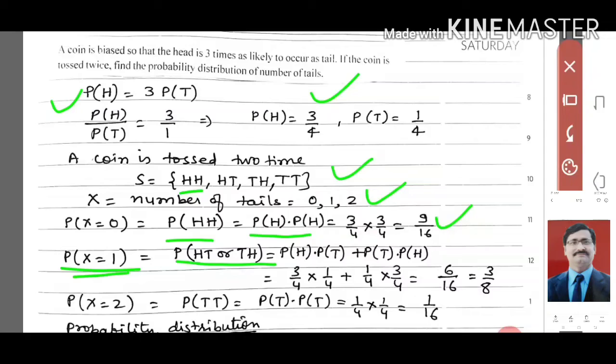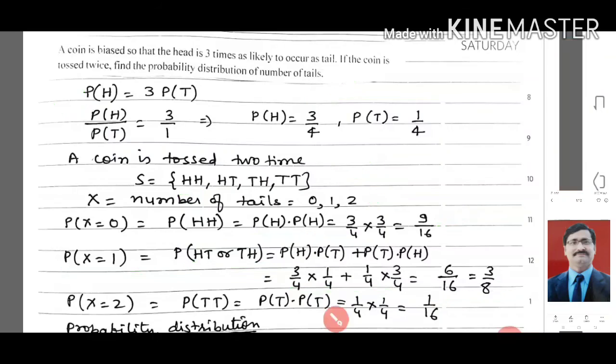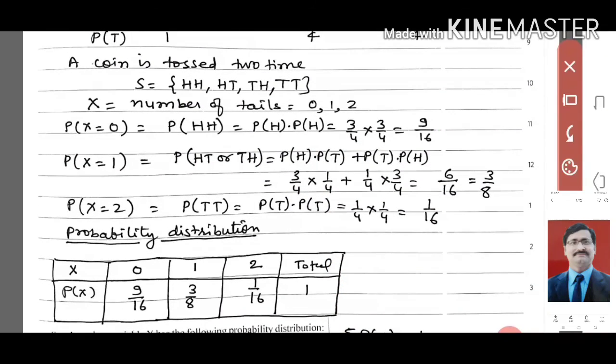Now P(X=1), we have 2 cases. You can write 2C1 into P(HT), or you can write both cases HT or TH, that is P(H) into P(T) plus P(T) into P(H). That you will calculate, you will get 6 by 16 means 3 by 8. Now P(X=2) means both times we get tails, so P(T) into P(T), that is 1 by 4 into 1 by 4 means 1 by 16. Now probability distribution: X is 0, 1, 2 and total. For 0 we have 9 by 16, for 1 we have 3 by 8 and for 2 we have 1 by 16, so total is 1.